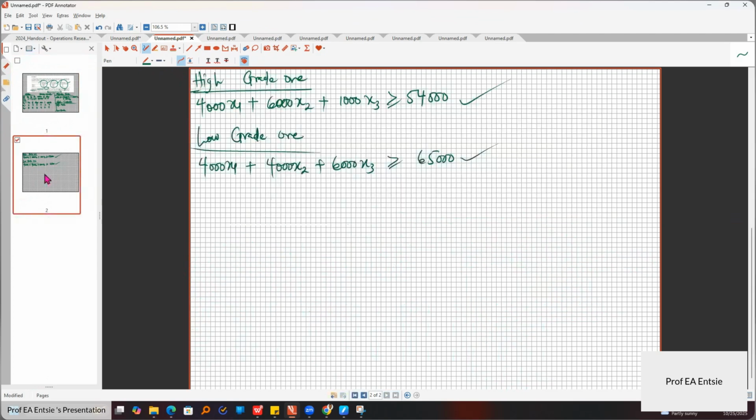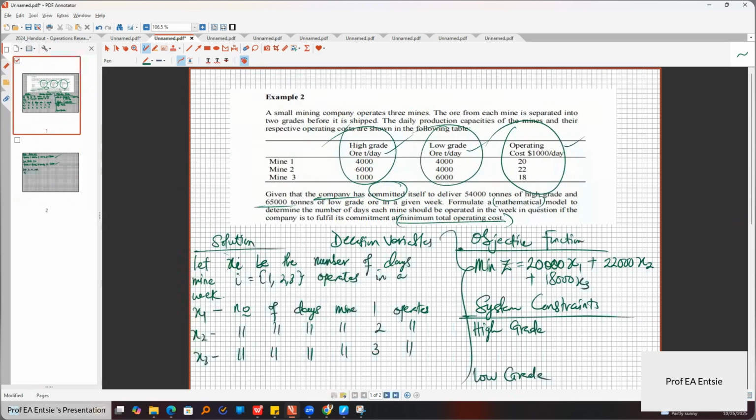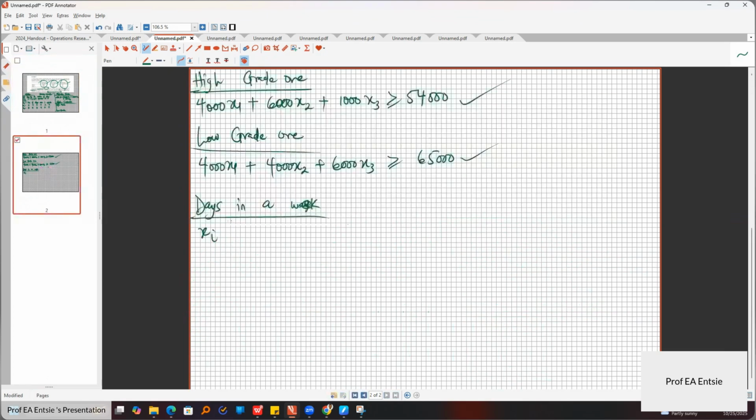So, ladies and gentlemen, this is not the end. Of course, x1, x2, x3 are numbers of days. How many days are in a week? That's the days-in-a-week constraint. You need to factor all this in. That's why engineering is not for the weak, but for the strong. I know you are strong, right? Give me a thumbs up if you are. So we have 7 days in a week, and xi, the decision variable, should be less than or equal to 7.